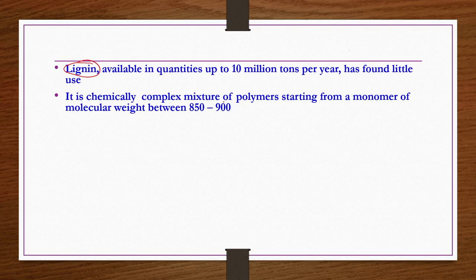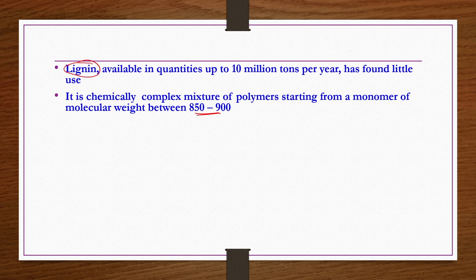It is a chemically complex mixture of polymers starting from a monomer of molecular weight between 850 to 900 and even higher. Whatever the wood is, it contains cellulose, hemicellulose, lignin and some other minor chemicals. Primarily these three are important. Cellulose and hemicellulose are 2D polymers, whereas lignin is a 3D polymer. So, its conversion to products requires large energy, because the required activation energy for converting lignin to products is very high, right? However, some approaches or alternative utilization of such lignin has to be found. Otherwise, where are you going to dump such a large quantity of lignin, okay? Because it is being produced or piled up at 10 million tons per year or even more.